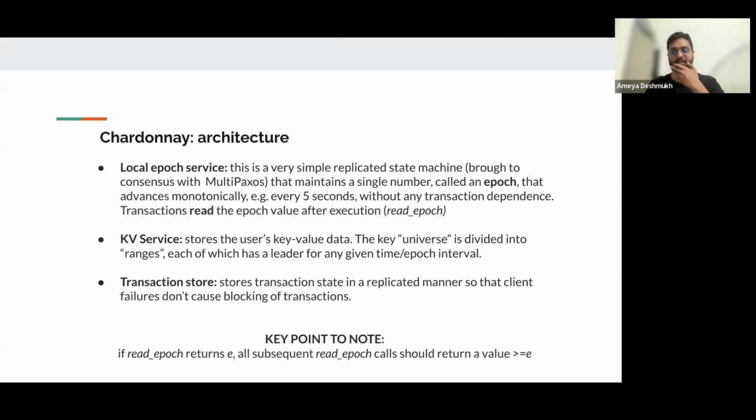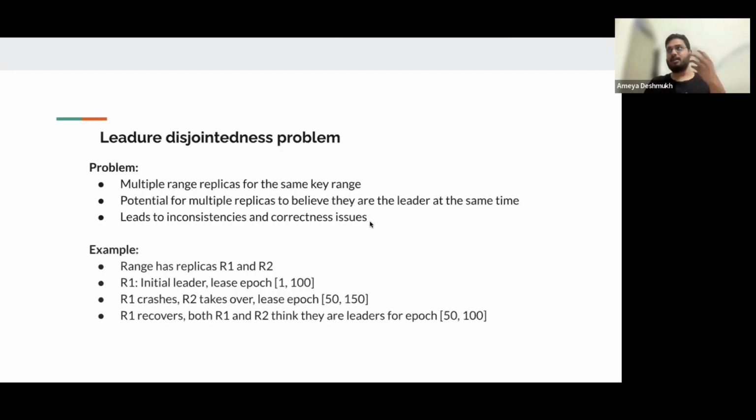So the epoch is really important to order the transactions, but again, you have multiple replicas and leaders to coordinate to ensure fault tolerance as well, right? So this leader disjointedness problem arises due to the fact that we have multiple replicas and we have leaders for each given time interval.